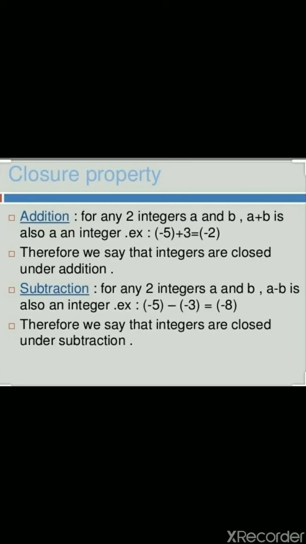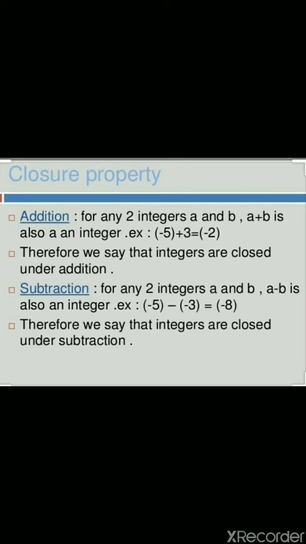For any two integers a and b, a plus b is also an integer. By taking an example, minus 5 plus 3. As you see here, minus 5 and plus 3 both are integers. When we add them, we get minus 2, which is also an integer. Therefore, we say that integers are closed under addition.